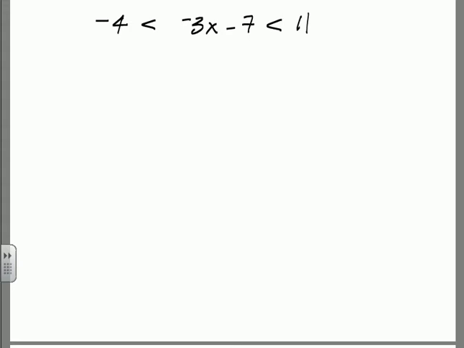Okay, so we've got a compound inequality. Our attention is on that center because we want x all by itself. So what do we do? Well, let's get rid of that 7 first. And what's it doing? It's being subtracted, so we know to add 7 to everybody.